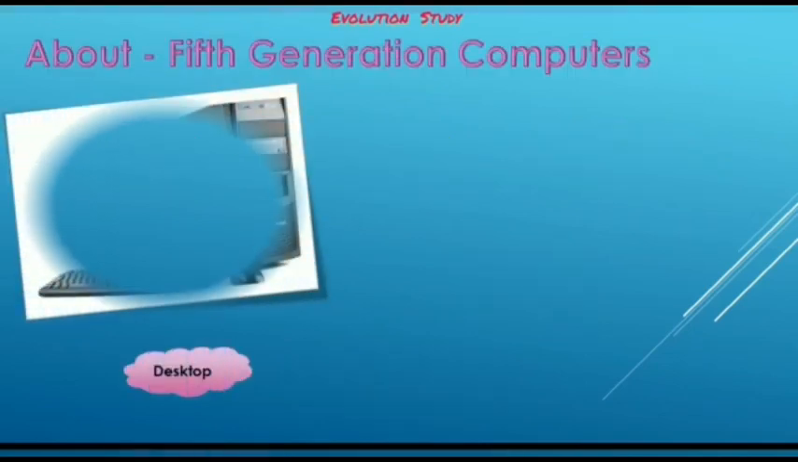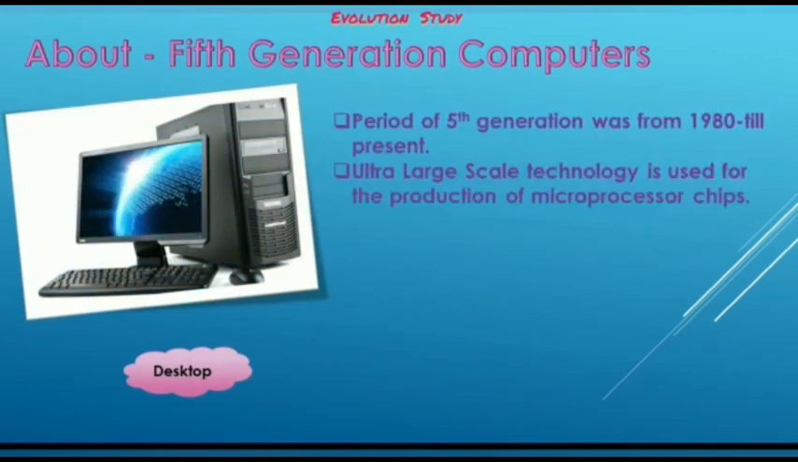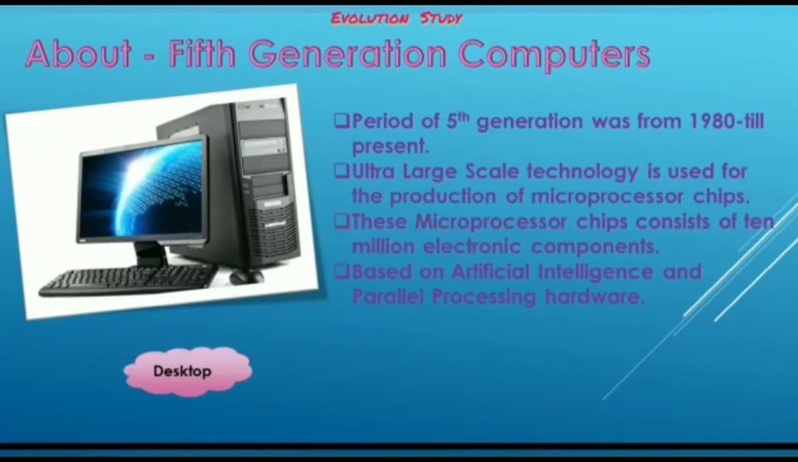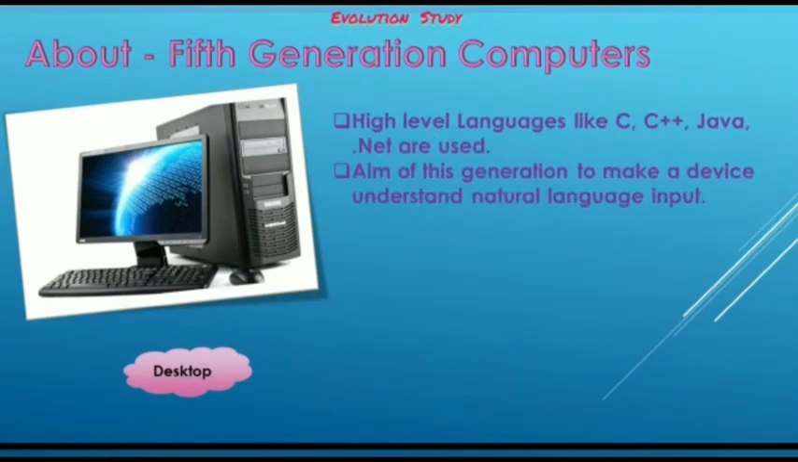Fifth generation computers. The period of fifth generation was from 1980 till the present. The ultra-large-scale technology is used for the production of the microprocessor chips. As you can see, a picture of the desktop is given here on the left-hand side of the PPT. These processor chips consist of 10 million electronic components based on artificial intelligence and parallel processing hardware. High-level languages like C, C++, Java, .NET are used. The aim of this generation was to make a device understand natural language output.